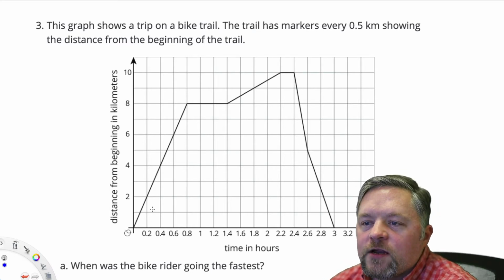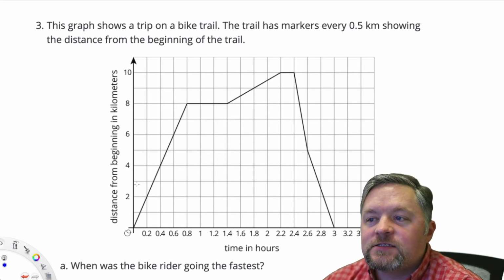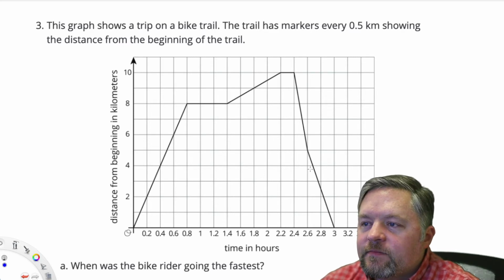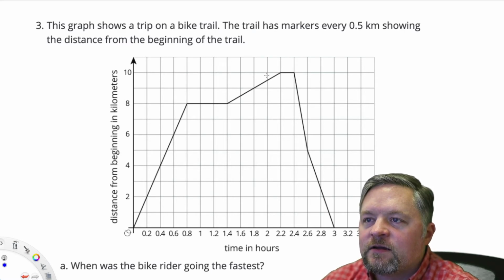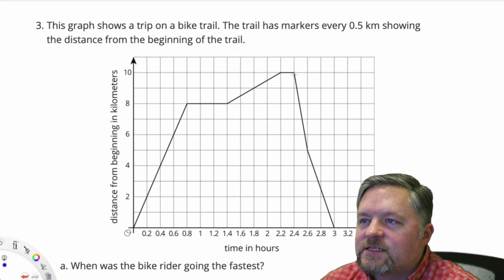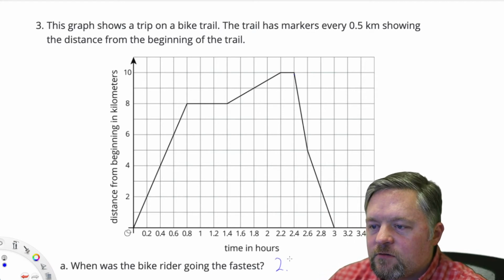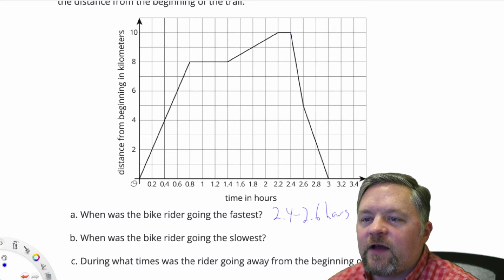When was the bike rider going the fastest? So fastest means steepest slope. This is steep. That looks pretty steep. Here he's not going anywhere. Here he's going kind of shallow, but it looks like the steepest is this section right here. So from 2.4 to 2.6 hours is where it's steepest, which means that's where he was going the fastest.